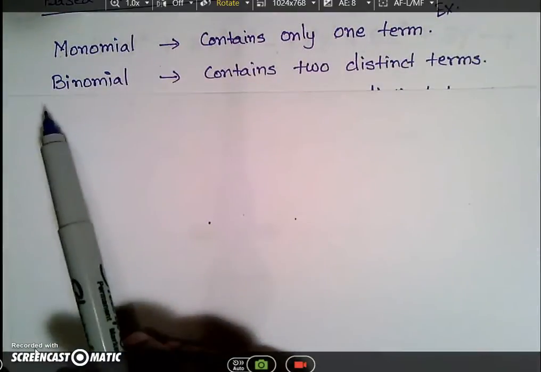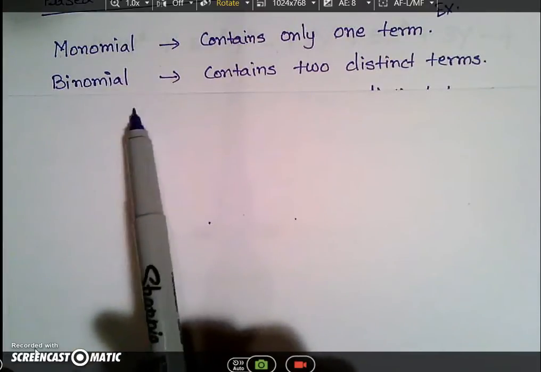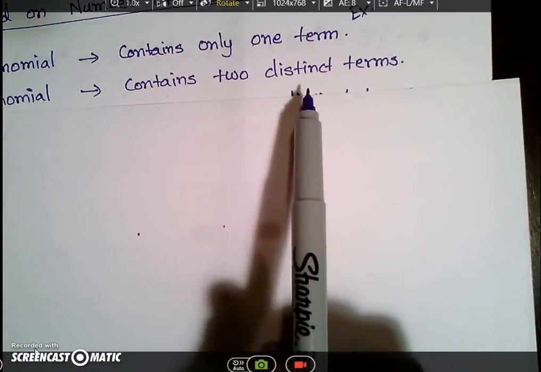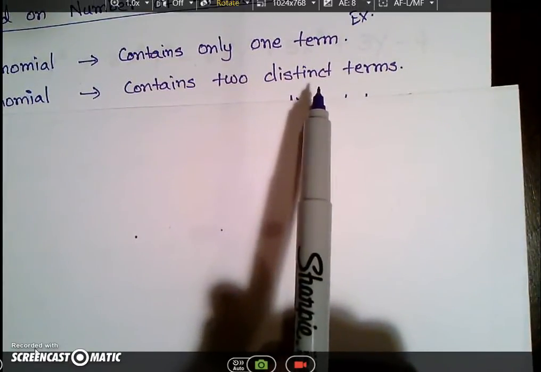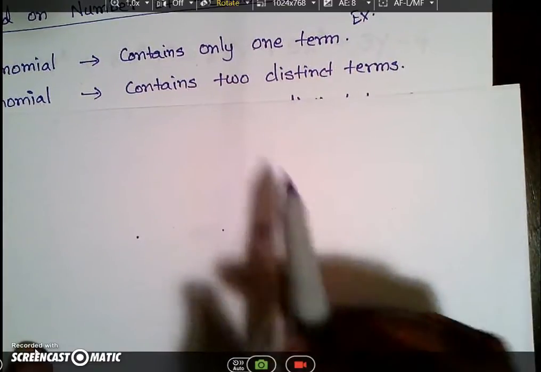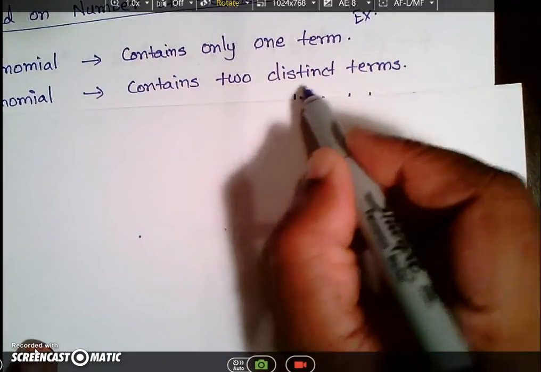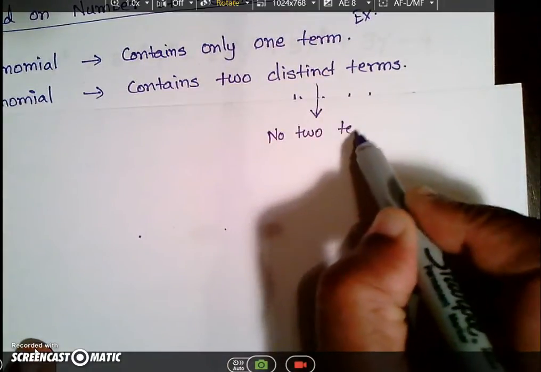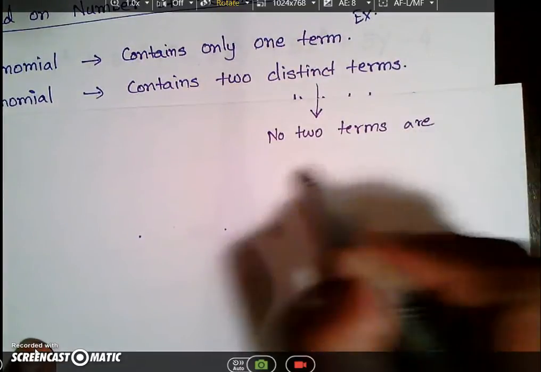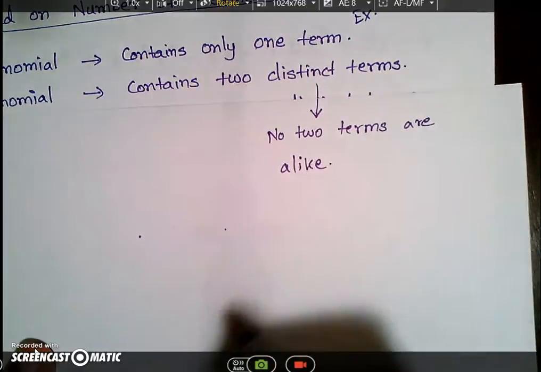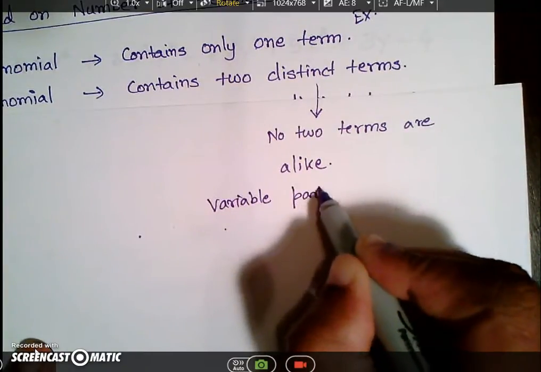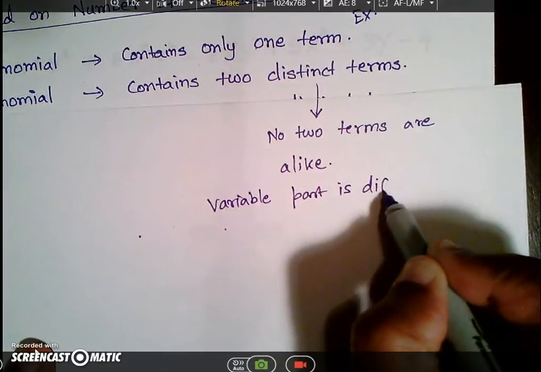Binomial, as the name suggests, bi means 2. Binomial means it contains 2 distinct terms. We saw what distinct terms are. Distinct terms means no 2 terms are alike. Distinct means no 2 terms are alike, meaning the variable part of the term is different. Variable part is different in some way.